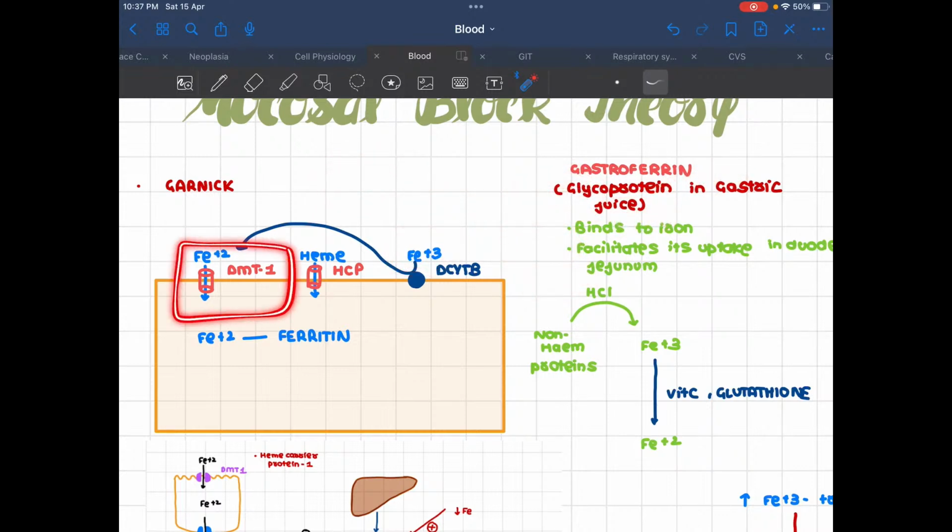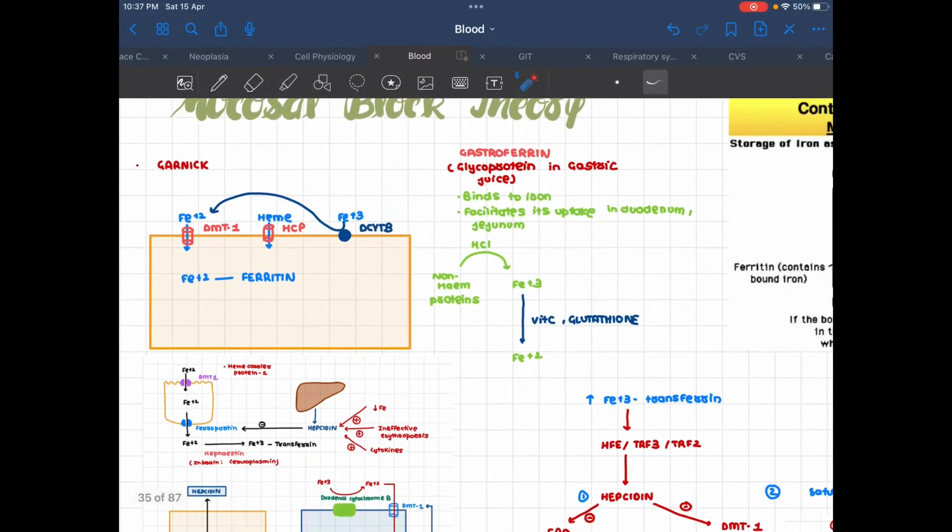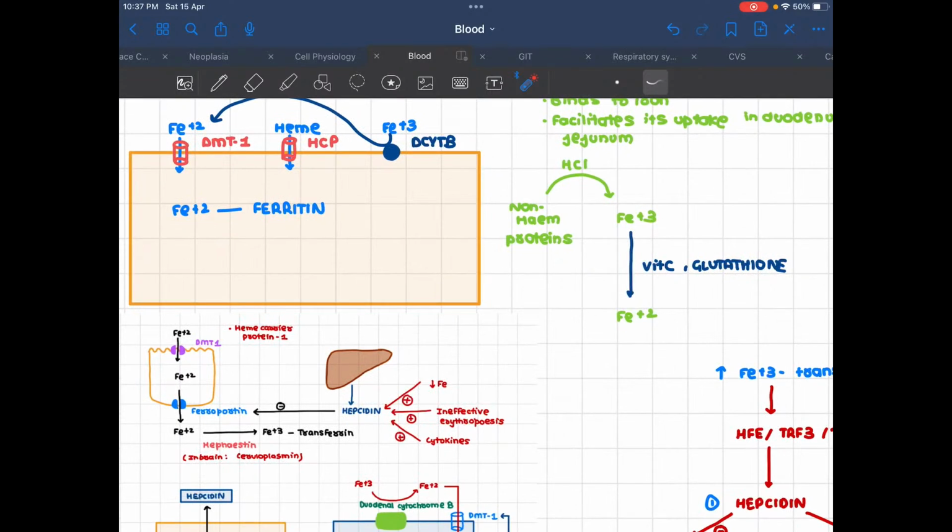So we have a transporter in the enterocyte, that's the divalent metal transporter, DMT1. It's going to transport your ferrous iron inside. Now this ferrous iron is going to combine with your apoferritin and form ferritin, which is the storage form. And at the basolateral membrane, what's going to happen is this ferrous form might be released from the basolateral membrane of the enterocytes via a transporter which is known as ferroportin.